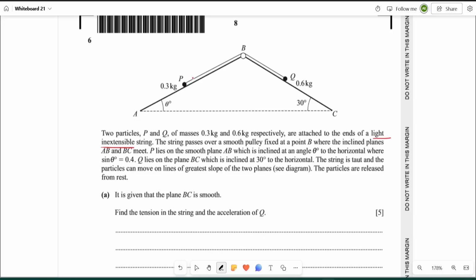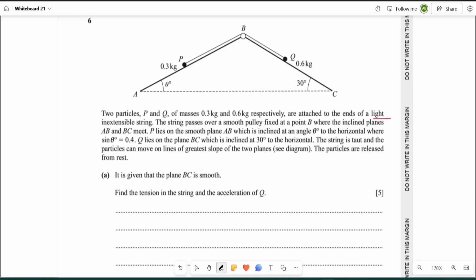Inextensible tells me that the displacements, the accelerations and the velocities of the two particles at the same instant are basically equal. So throughout the string, accelerations, velocity, and displacements are equal on both sides. The string passes over a smooth pulley fixed at point B, where the inclined planes AB and BC meet. P lies on a smooth plane, so no friction on this plane, which is inclined at an angle theta to the horizontal, where sine theta is 0.4. Q lies on a plane BC, which is inclined at 30 degrees to the horizontal. The string is taut, and the particles can move on the lines of greatest slope.